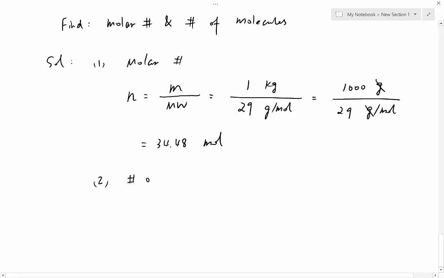It's very easy. Number of molecules is equal to molar number, which is 34.4, multiplied by the Avogadro number, 6.02 times 10 to the 23rd. And the solution is 2.07 times 10 to the 25th. This is how many molecules you have.